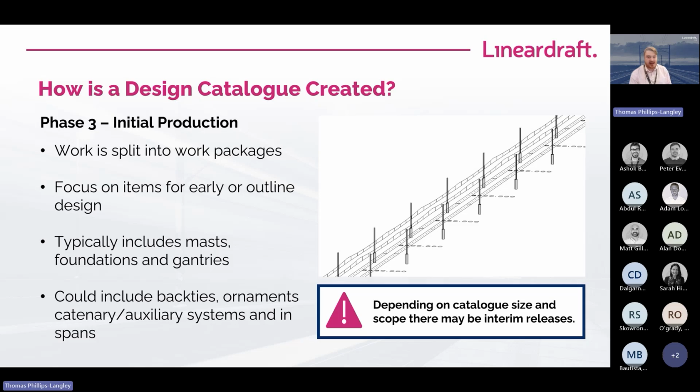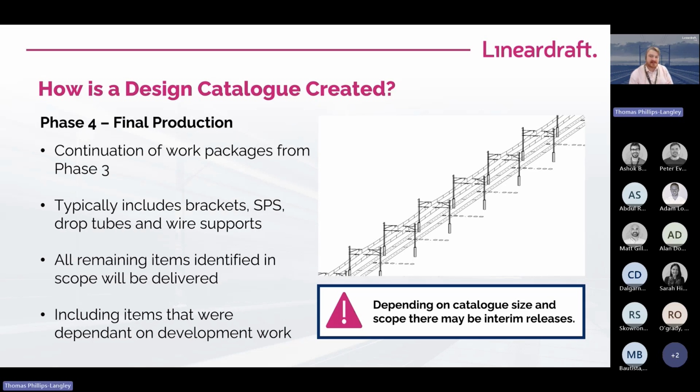And then depending on how the work packages have been split up and the requirements of the stakeholders, there is the possibility that there could be interim releases for these additional items before we get to the final phase. So that final phase is what we refer to as the final production phase, and this is a continuation of the work packages that I was speaking about on the previous slide.